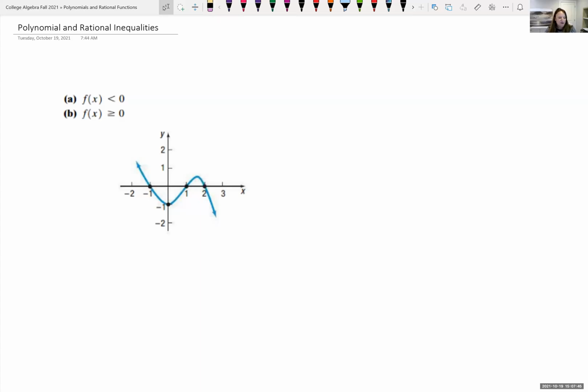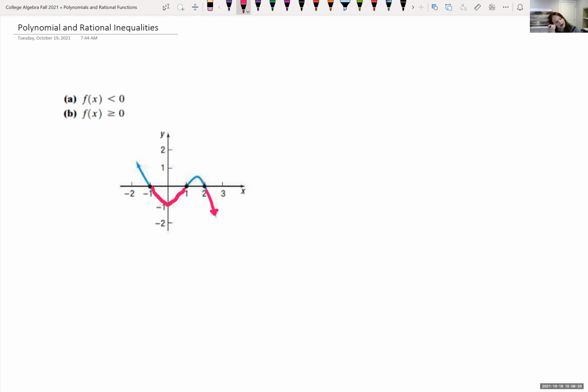Looking at polynomials and rational inequalities. First, let's look at the graph in front of us and answer the questions. Looking at the graph, we're trying to find when f of x is less than 0. f of x is just representing my y value of the graph. If I'm looking at when my y value is less than 0, those are values where my graph falls below the x-axis. I'm just going to outline where it falls below the x-axis.